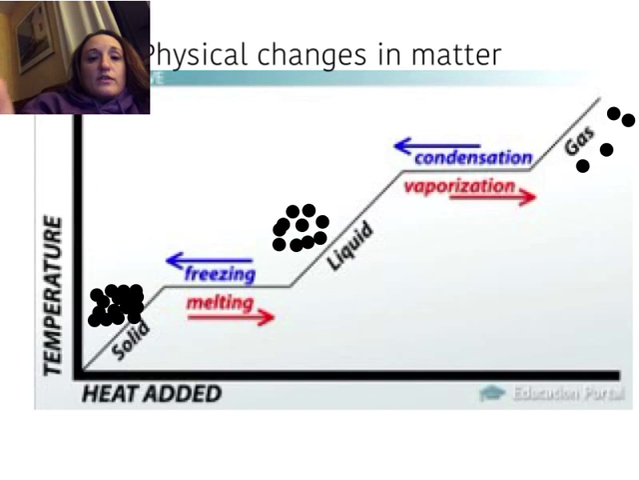All right, you can go the opposite way as well, and you can remove heat from a gas, and that is condensation, and turn it back into a liquid. Then you can remove heat from the liquid and turn it back into a solid down here. So again, this is actually called a heating curve.